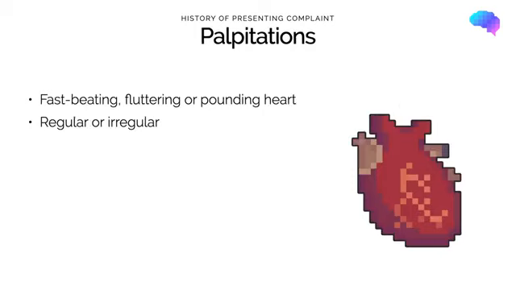Okay, now let's talk about palpitations, another key cardiovascular symptom. Palpitations are a sense of a fast-beating, fluttering, or pounding heart. Patients might describe palpitations as feeling regular or irregular in their rhythm. If patients aren't quite sure if their palpitations are regular or not, it can be useful to ask them to tap out the rhythm on their hand. Palpitations have a wide range of causes, including anxiety, atrial fibrillation, and a range of other arrhythmias.